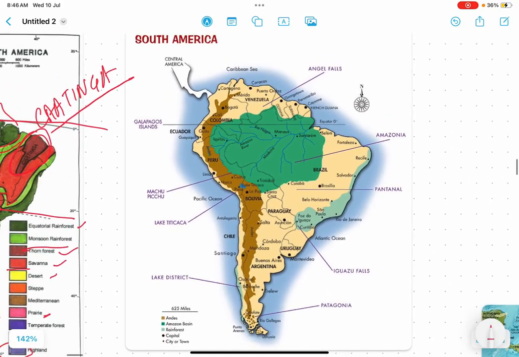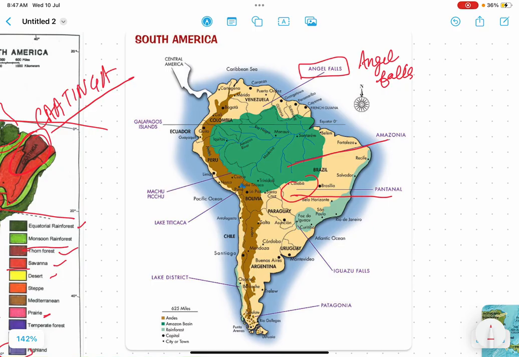Some of the important places. So you can see in Venezuela we have the Angel Falls, the waterfall, right. Then we have this region called Amazonia, right, of course. This region is called Pantanal.